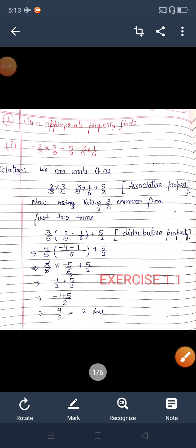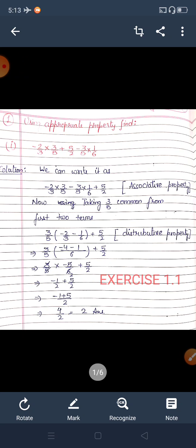Good evening, students. In this session, we are going to solve our first exercise of chapter one. We have studied rational numbers and the different properties that they show. We have studied additive inverse, additive identity, multiplicative identity, all these things. Now you have to use these to solve the problems given in exercise 1.1.